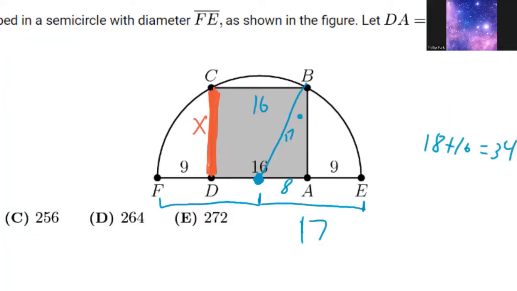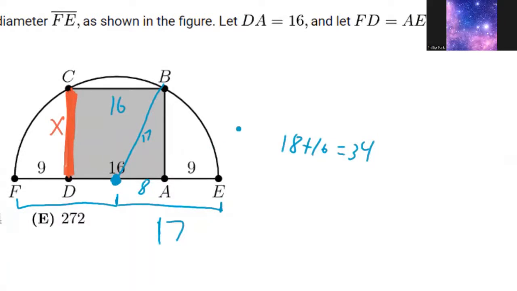Well, Philip, go ahead. I'll go. All right, so if you use Pythag, a squared plus b squared equals c squared. So 8 x squared equals 17 plus 17 squared plus 18 squared.